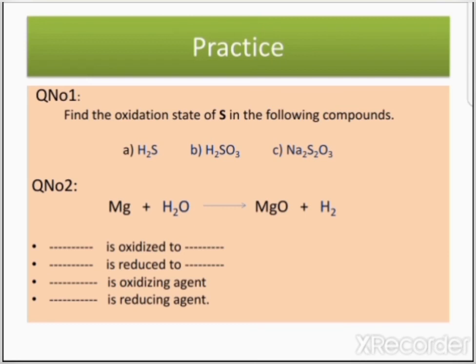Question number 2. Magnesium reacts with water to form magnesium oxide and hydrogen. You have to find the oxidation states of each element in the reaction and then fill the following blanks given at the bottom. You have to find which element is oxidized, which is reduced, and find the oxidizing agent and reducing agent.